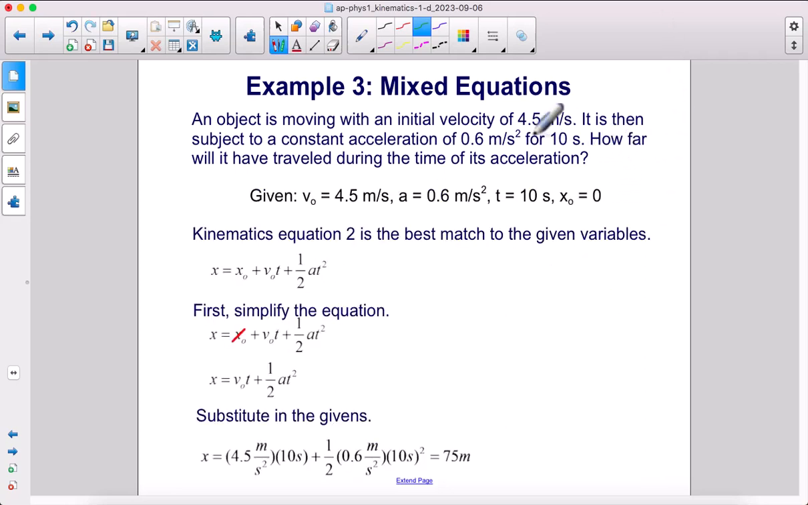In this problem, we are given information about time and we are asked about position. When you have time and position, that is kinematics equation 2. First, we're going to simplify the equation. We're going to assume we start at the origin, and then we're just going to substitute in all the givens and get 75 meters.